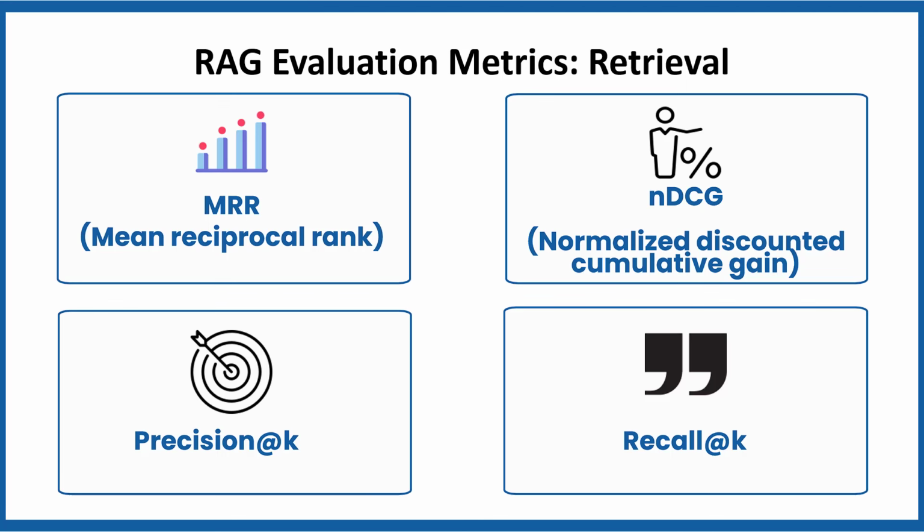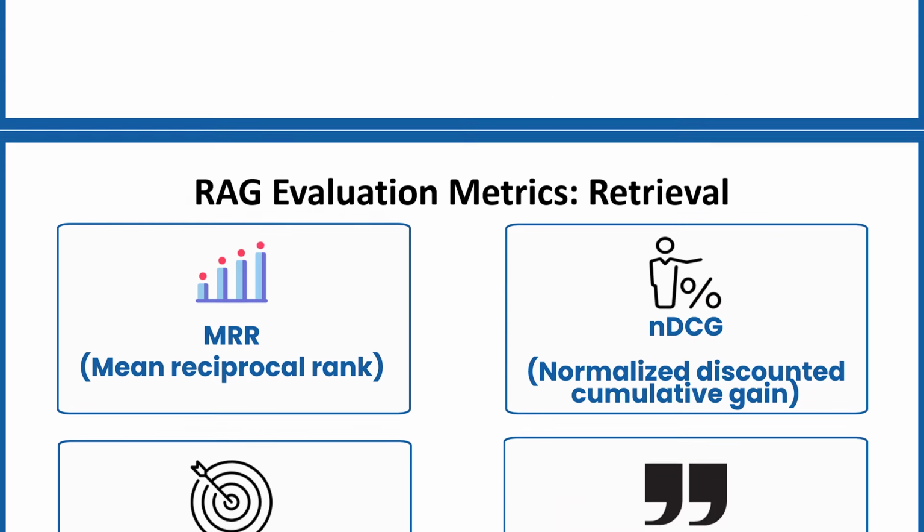Recall at K measures whether the system was able to retrieve all possible relevant documents within the top K. It answers the question, did we fetch everything important the model needed? High recall is crucial when missing a key piece of information can cause hallucination. For example, if there are 4 relevant documents in the whole database and your system retrieves 3 within top 10, recall at 10 is 3 by 4, that is 0.75.